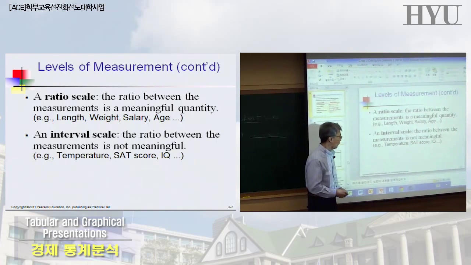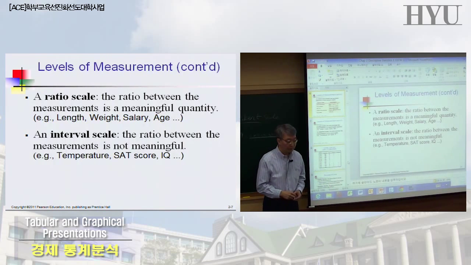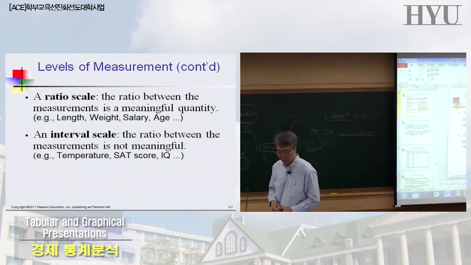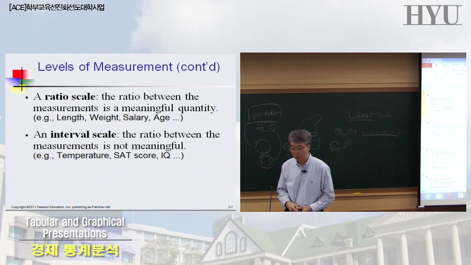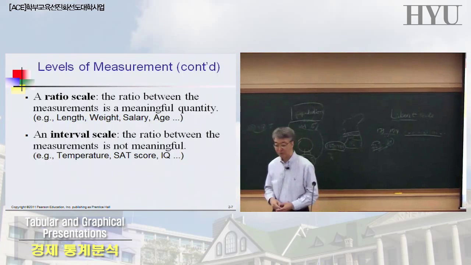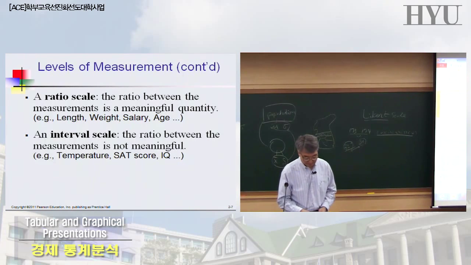SAT score, the college entrance exam score, IQ score, all those things, the ratios don't mean much or anything. If you have an IQ of 100, does that mean the person is twice as smart as an IQ 50 person? You can't really say that. All right.